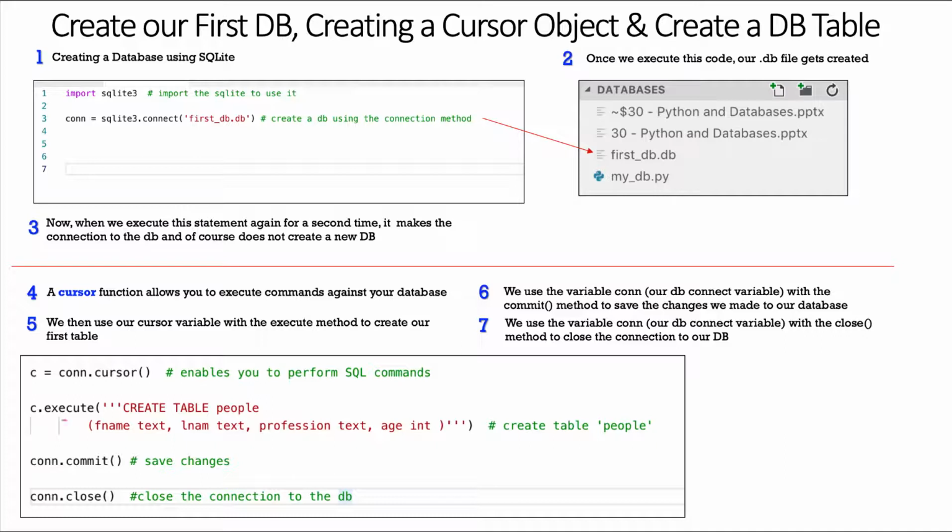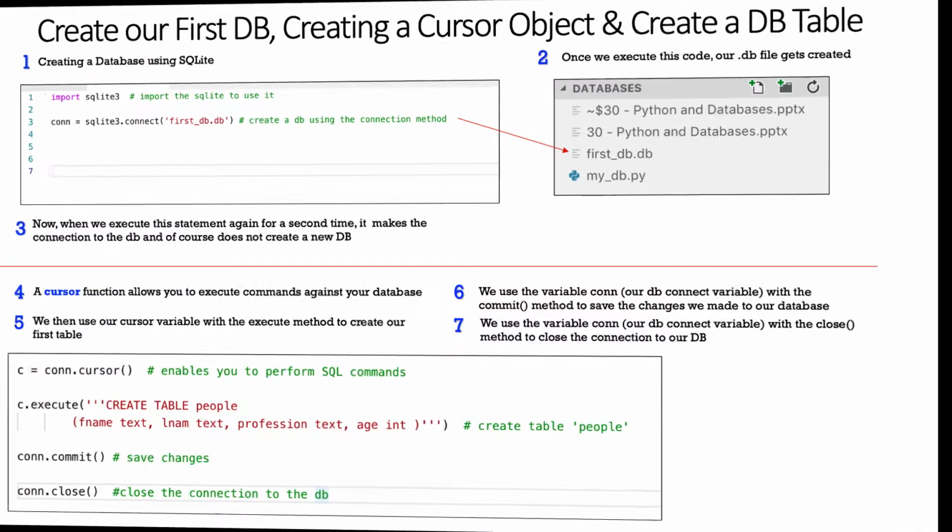That creates our table. Then here we use the variable conn, our database connect variable, with the commit method to save our changes. Nothing gets saved until we execute the commit method. Then we use conn again to close our database, and we're done. Ta-da! You have created your first database.